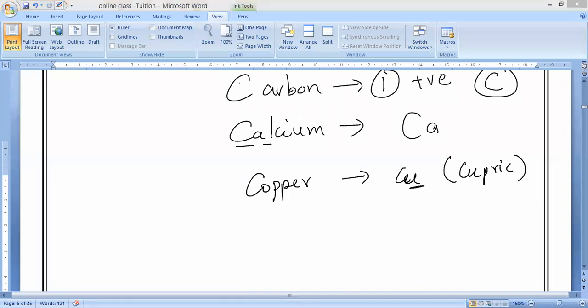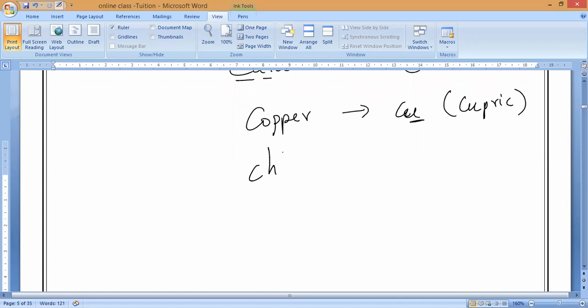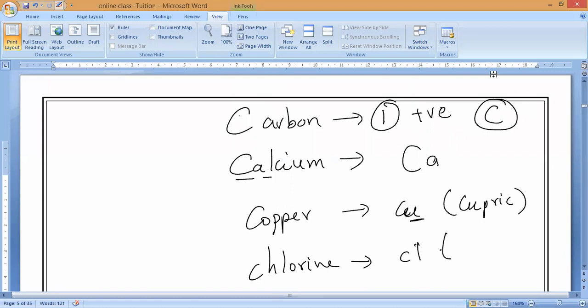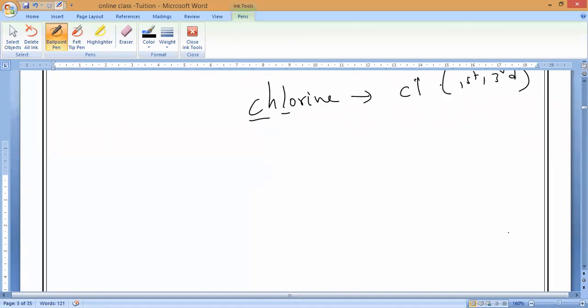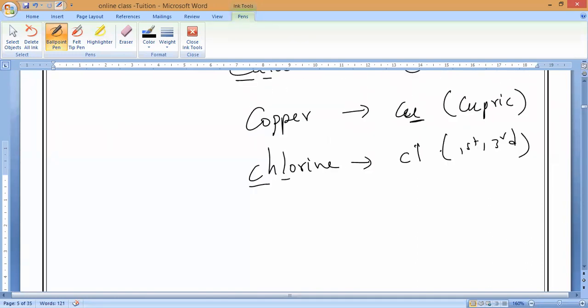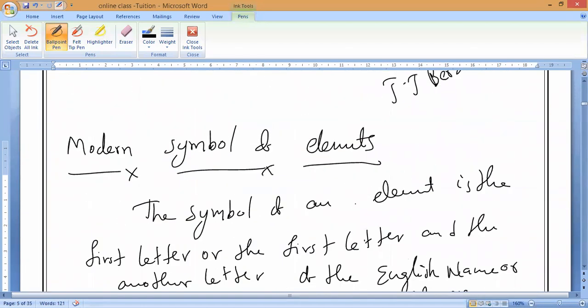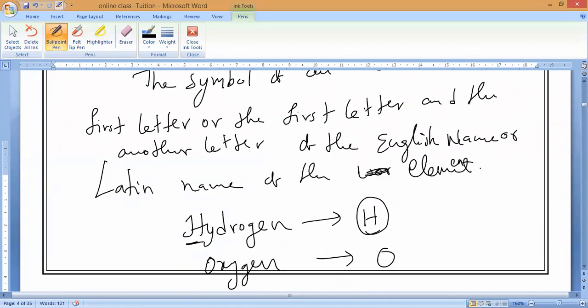Next, if you take chlorine, Chl. Cl. So the third letter is L. First letter and third letter we are choosing. That is what you have to answer like this. Understand? That is the modern symbol of elements, given by J.J. Berzelius.